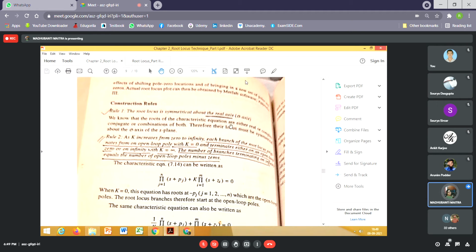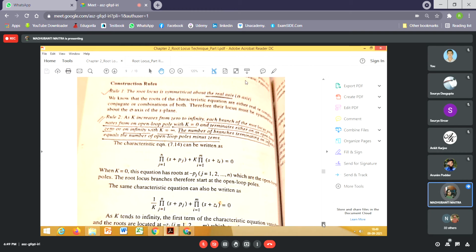So, what is the basis for this rule? We know that the roots of the characteristic equation could be either real or a complex conjugate pair, or any combination of these two. So the root locus will always be symmetrical about the real axis. Now let's come to the second rule.